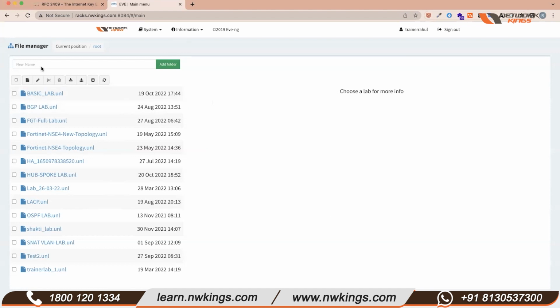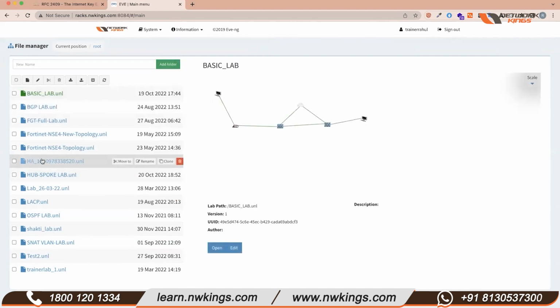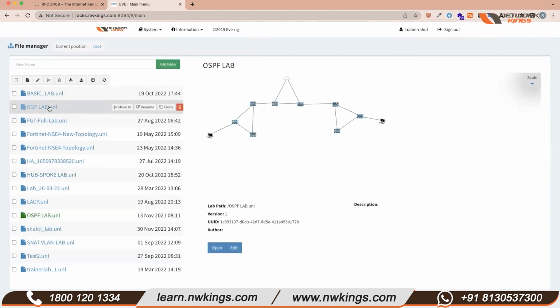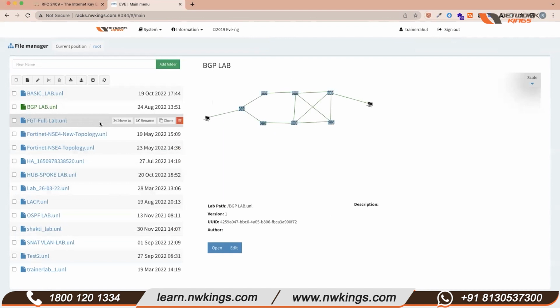So see here, these are all the labs that I've created. Some are for testing. Mostly we will be working with reference to the basic lab. We have the basic lab, HA lab, hub and spoke, OSPF, BGP. All these labs are there. If you want some other labs to be created, tell me, I will create them for you. The best thing here is you can do whatever you want. No limitations at all.